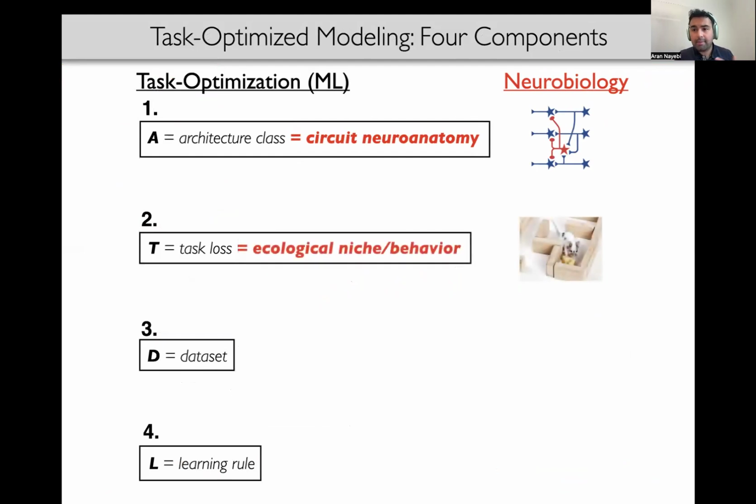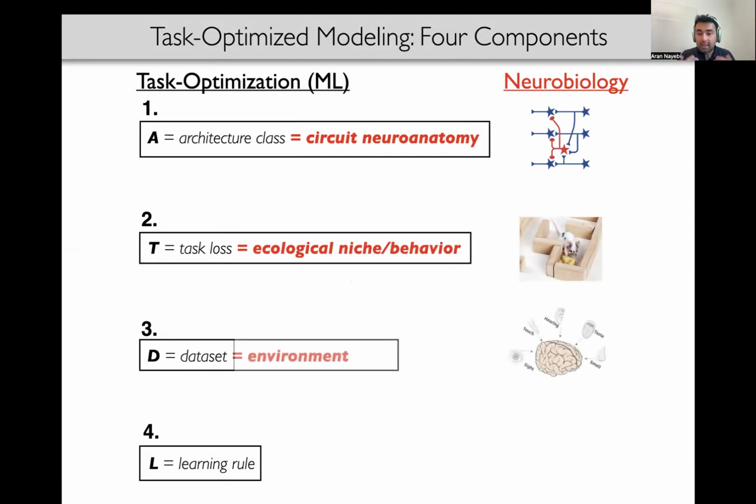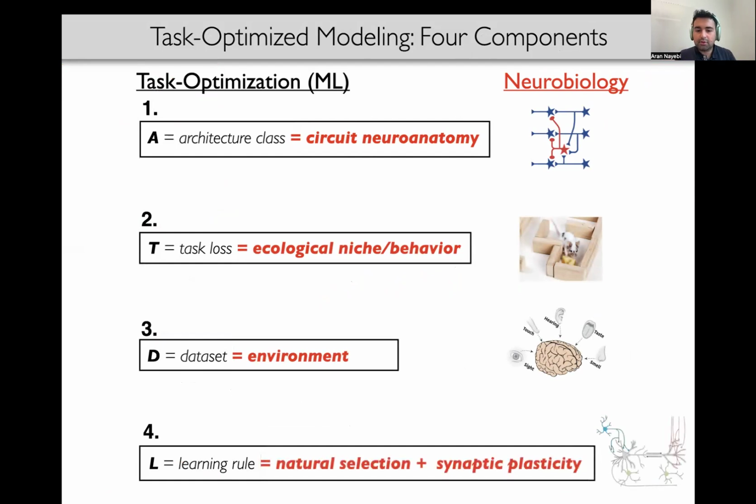The task is our hypothesis for the ecological niche or behavior that the brain area is thought to perform. The data set constitutes the sensory diet or the environment in which that brain area has evolved. And then finally, the learning rule plays a role of efficiently performing a sort of natural selection and developmental plasticity to get us to the adult state of the animal.